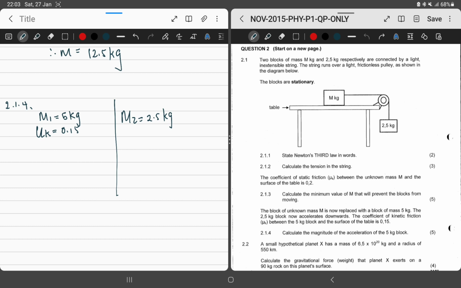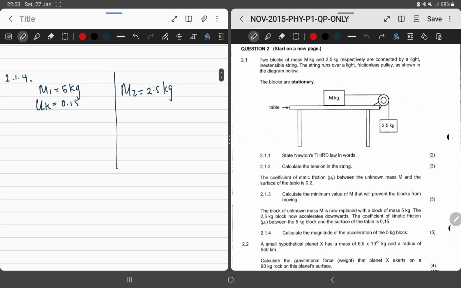The force of tension as well as the acceleration will be equal in magnitude for both blocks, because whenever this block moves, this one will move at the same acceleration as well, and the tension will be the same. The sum of the forces acting in the x component should be equal to ma_x. Nothing has changed, all the forces remain the same. The only thing they've added now is the acceleration.